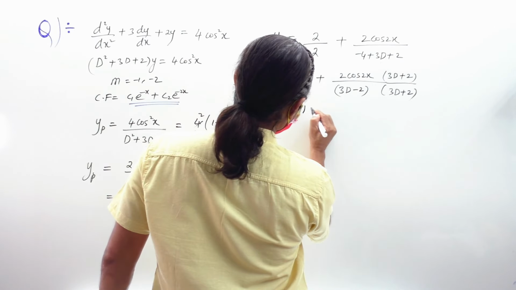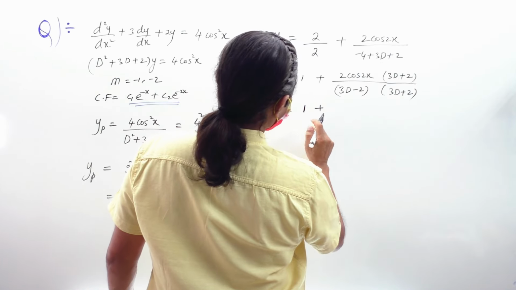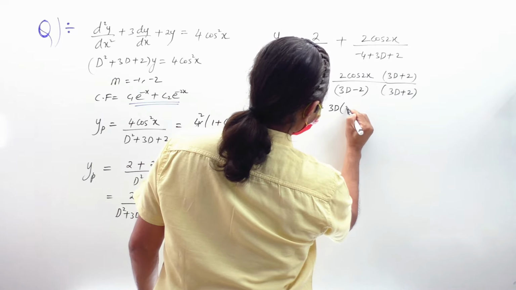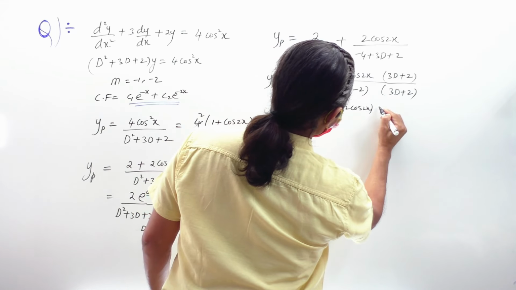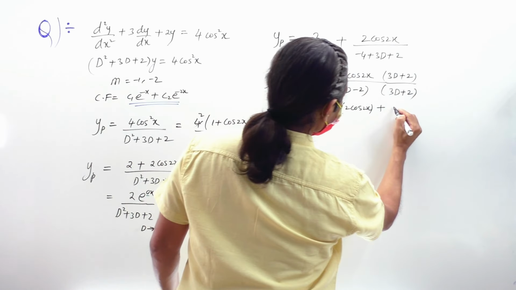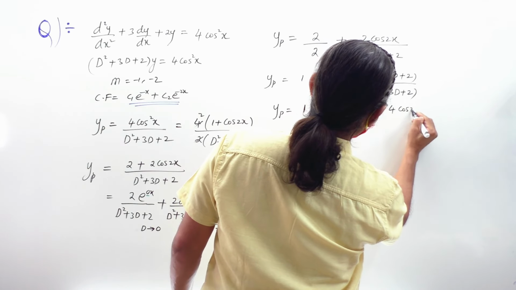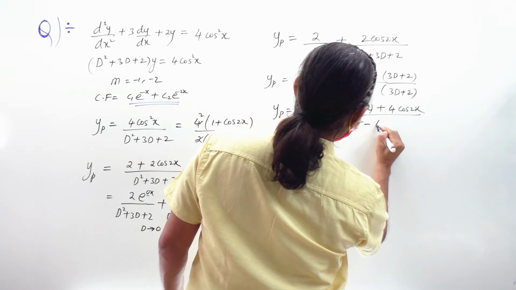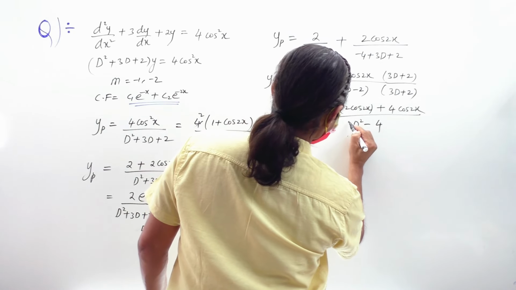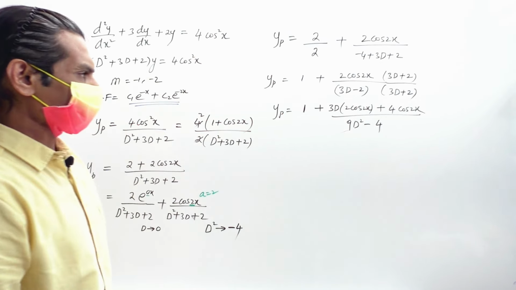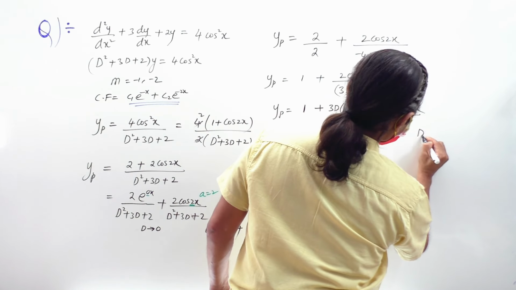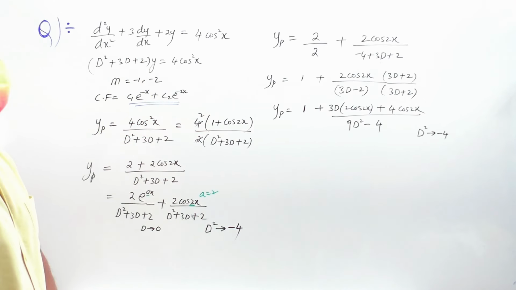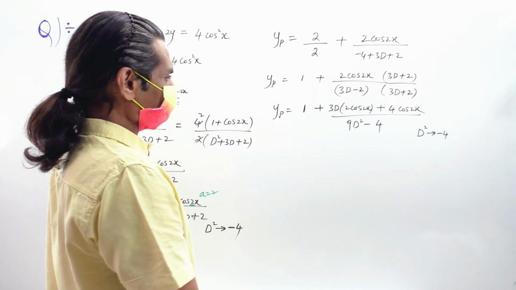So 1 plus, now again open the bracket: 3D into 2 cos 2x plus 2 to the 4, that is 4 cos 2x, whole divided by 9D square minus 4. Perfect. Again what we do? Replace D square by minus 4. Fine, this is what we get. Now let's follow this.